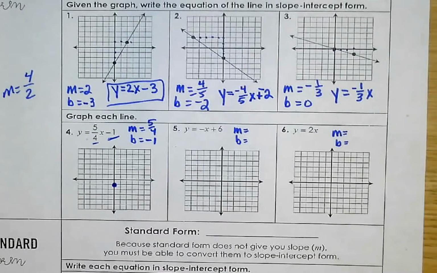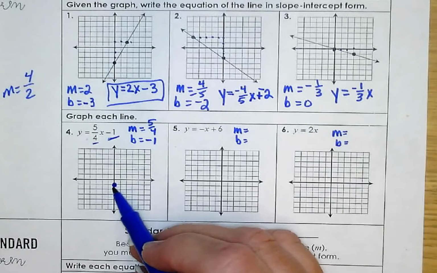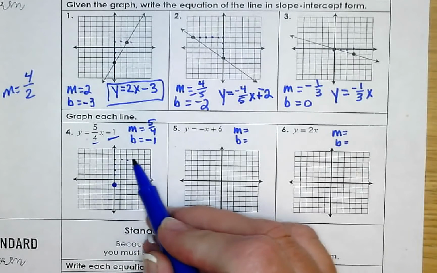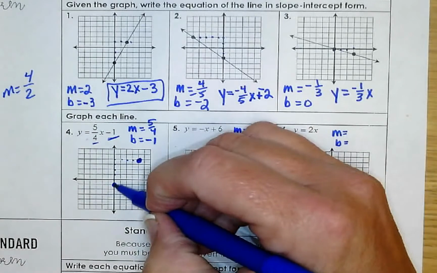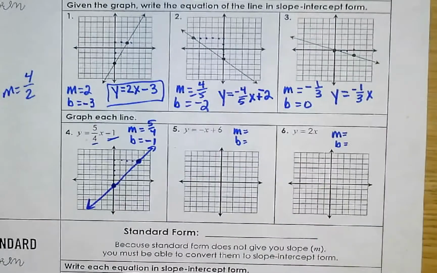From that point, not anywhere else, don't restart or anything, from that point I count out the slope. 1, 2, 3, 4, 5. 1, 2, 3, 4. There's another point on my line. Connect those two, and I've graphed that line.